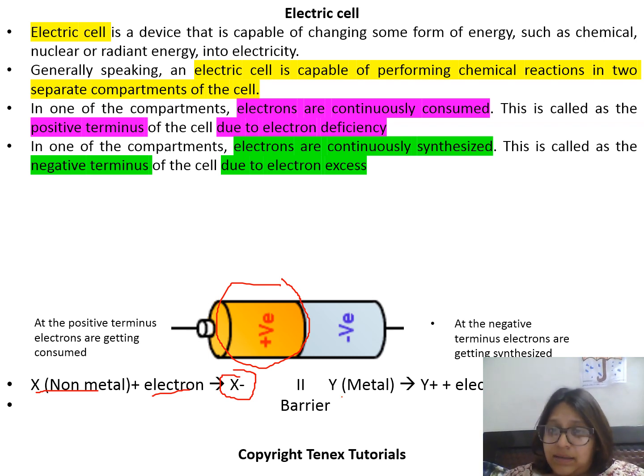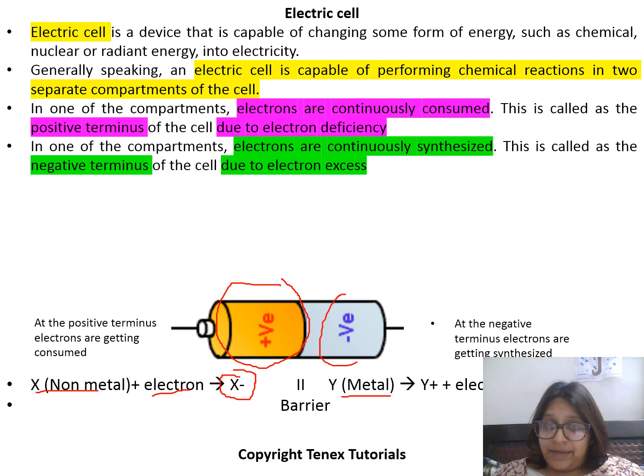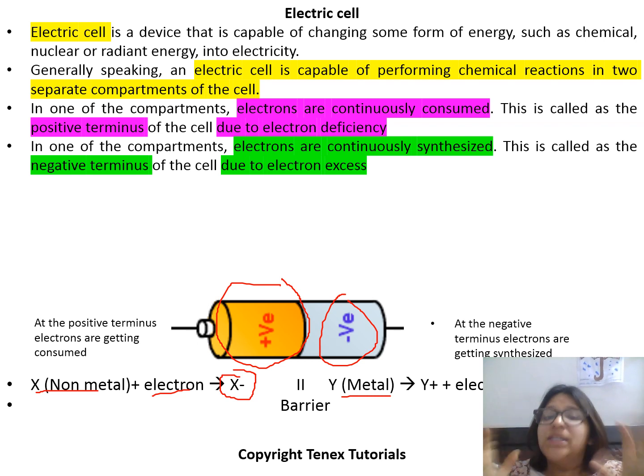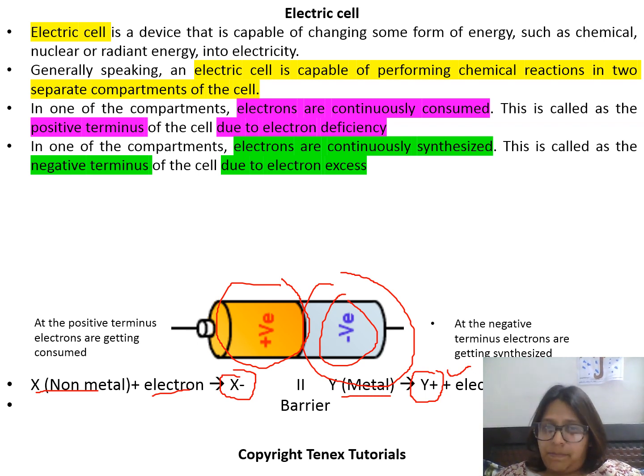Then there is another terminus, which is called the negative terminus, where there must be some metal which, in order to satisfy its octet or its duplet, is losing electrons. When it loses its electrons, it becomes a positively charged ion, and these electrons get accumulated in this particular part of the cell. So this is net negatively charged. This is the positive terminus of the cell, and this is the negative terminus of the cell. Is this much clear to you?